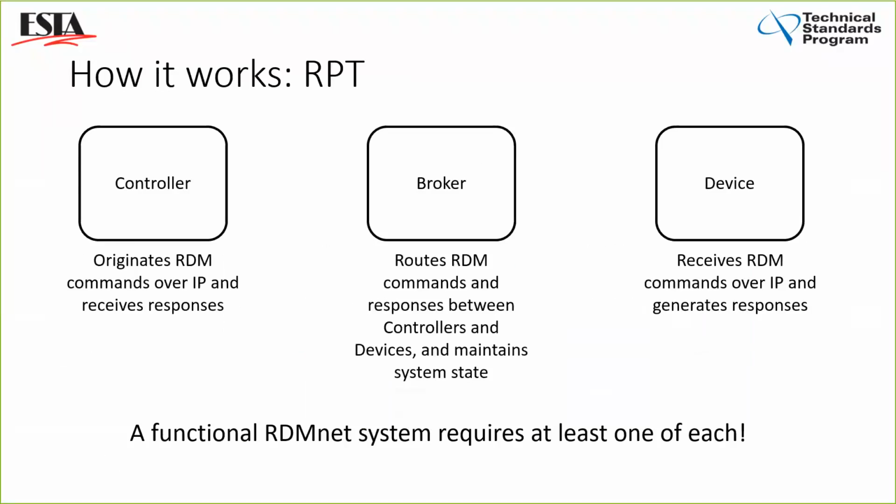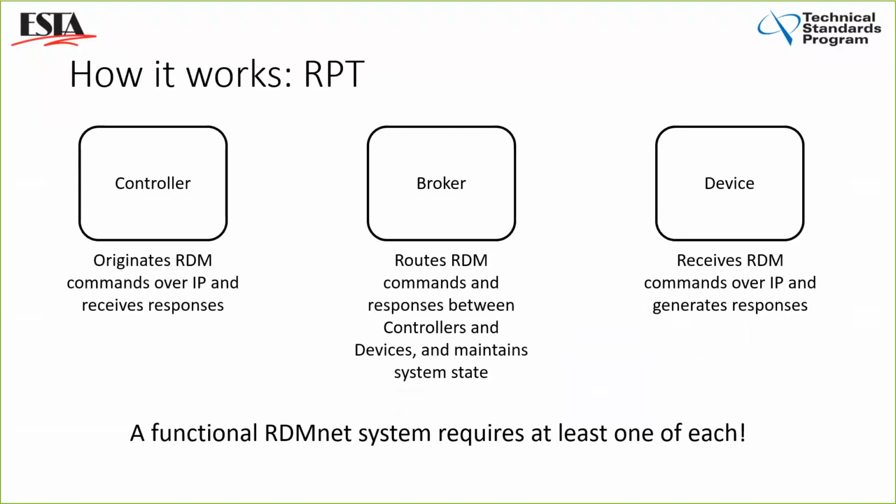So these three components are the three core components of RDMnet that Scott touched on earlier. A controller originates RDM commands over IP and receives responses. A device receives commands over IP and generates responses. And then the broker, which is kind of the core component in the middle, is responsible for routing all of the RDM commands and responses between controllers and devices and maintaining the overall state of the system.